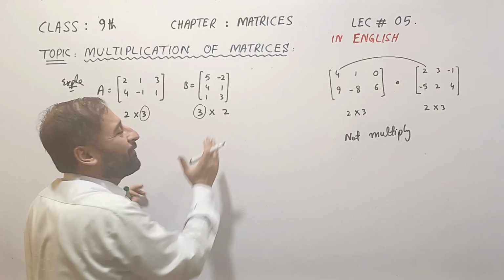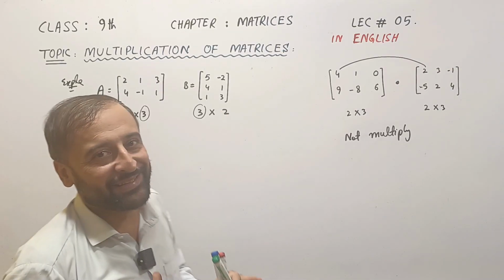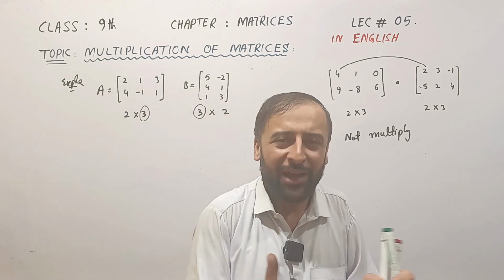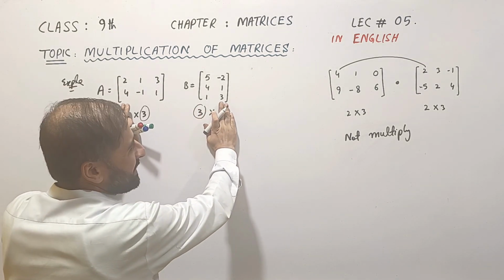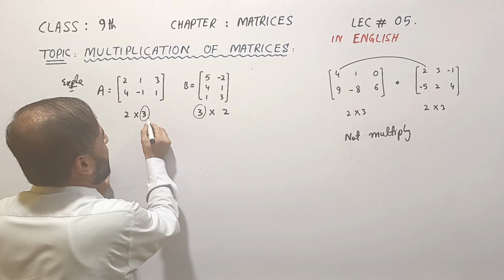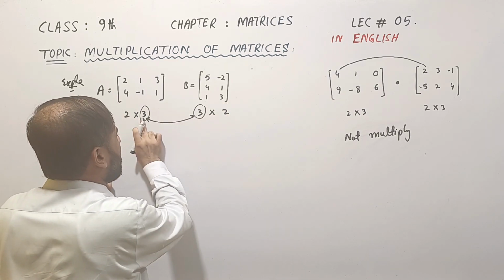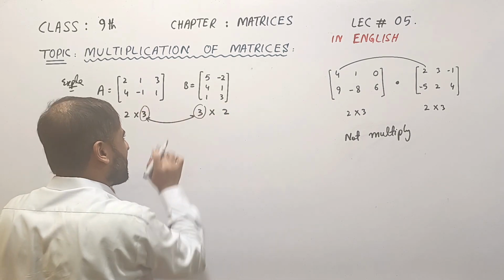After a short while, I will change this. I will make it a 3 by 4 matrix. But since it is ninth level, I want to take simple matrices. Just forget about these two. It's not the condition. The condition is that these two will be equal: the number of columns of the first and number of rows of the second.